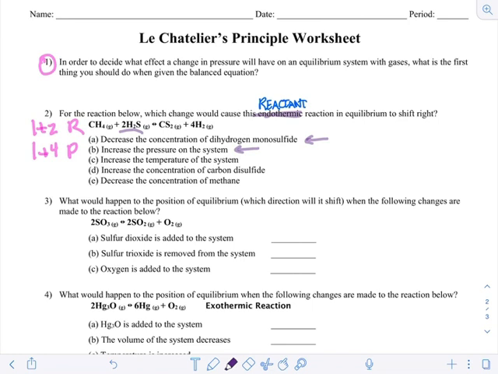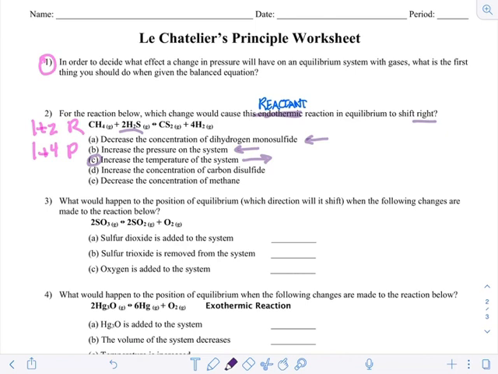Now they say increase the temperature of the system. Okay, with endothermic reactions, because the heat is on the reactant side, if you increase the temperature of the system, the reaction is actually going to produce more product because it wants to use up that extra heat. So you could almost say that that heat that's on the reactant side is sort of like a reactant. It's trying to be used up, so it's going to produce more product. And we want to go to the right, so letter C is correct.